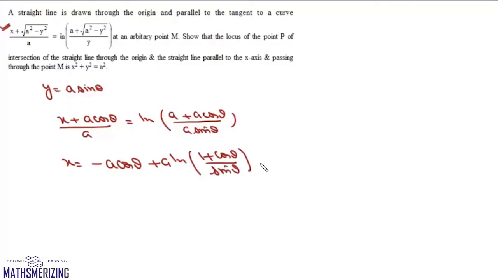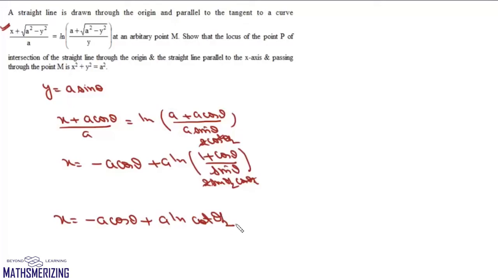Now if we use the half angle formula, 1 plus cos theta is 2 cos square theta by 2, and sine theta is 2 sine theta by 2 into cos theta by 2. Now cos theta by 2 and 2 will cancel. So we can write this x as minus a cos theta plus a log cot theta by 2. So we'll assume this arbitrary point M as (minus a cos theta plus a log cot theta by 2, a sine theta).